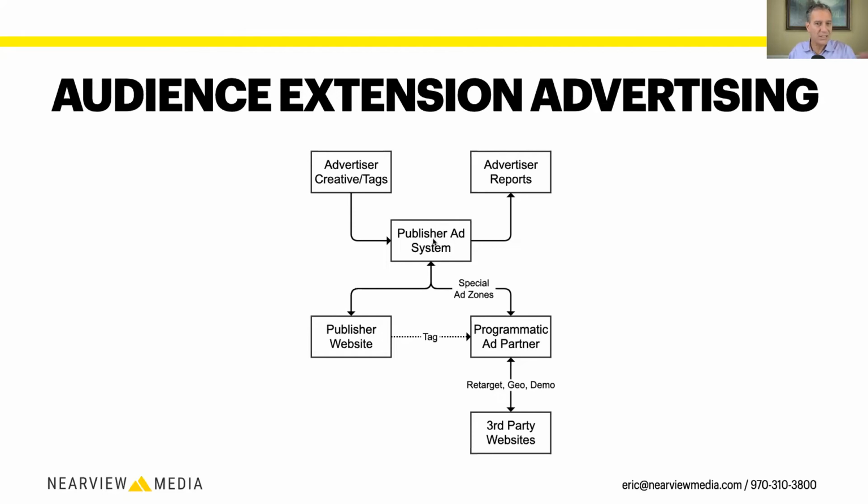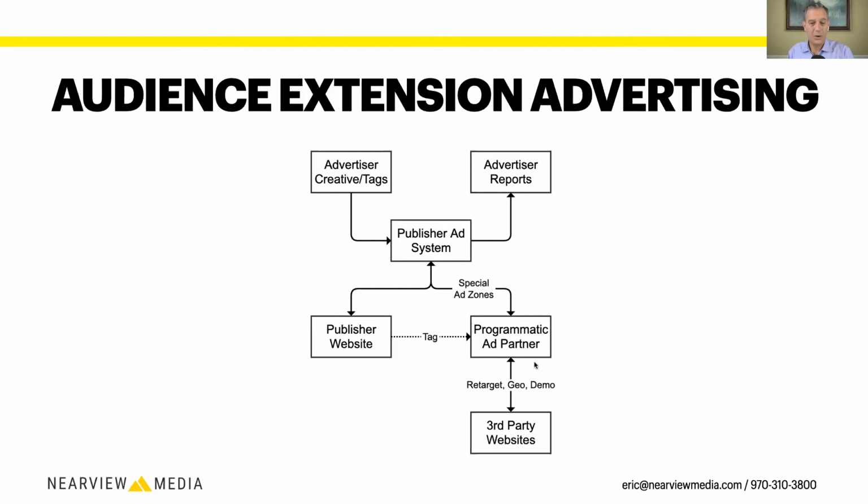So there's some ad sizes I typically recommend that we target, but instead of actually putting in the ads here, we actually put the ads into our own ad system. And then we can target certain zones. Like maybe we have, let's call it, audience extension leaderboard, audience extension rectangle, and we give the ad zone code. That's what we give to our programmatic ad partner.